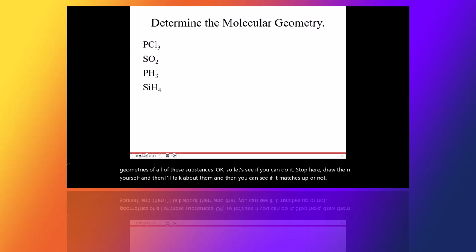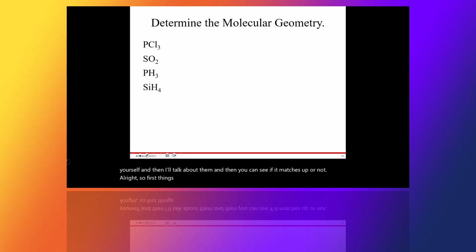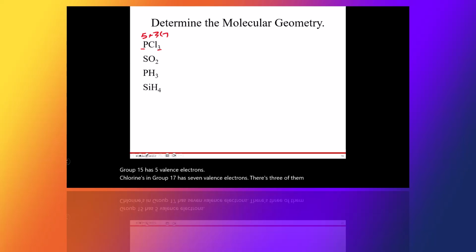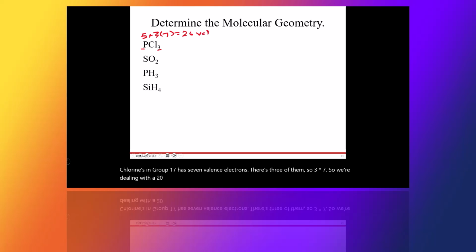All right, so first things first, add up your total number of valence electrons. Phosphorus in group 15 has 5 valence electrons. Chlorine in group 17 has 7 valence electrons. There's 3 of them, so 3 times 7. So we're dealing with a 26 valence electron system.